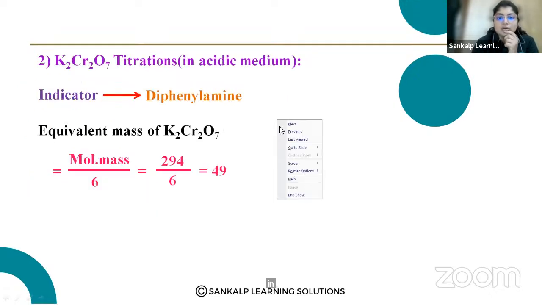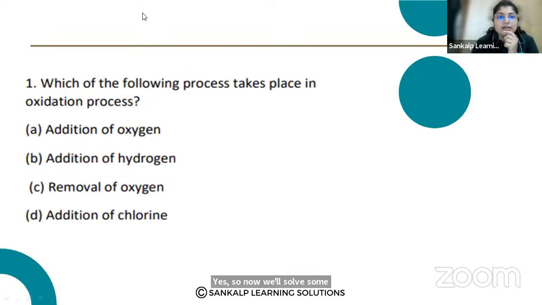Now we'll solve some questions. So these were the two titrations.